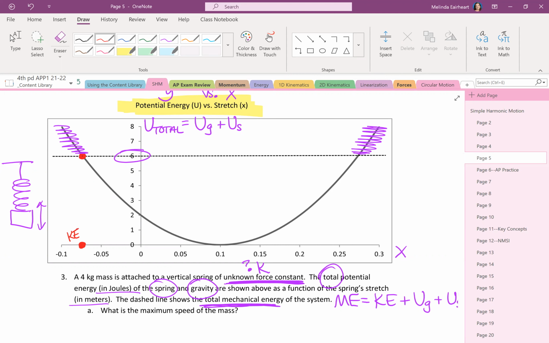Then look at stretch equals 0, where it crosses the y-axis. Again, the total potential is plotted at 2 joules. How much is left for kinetic? 4.